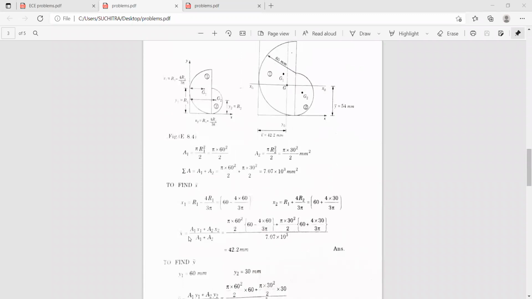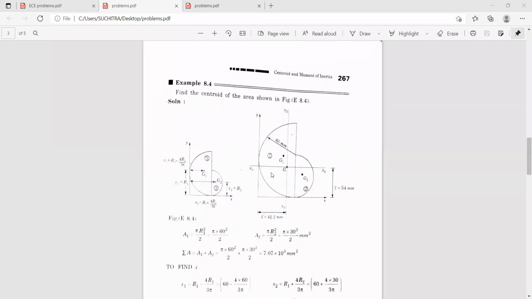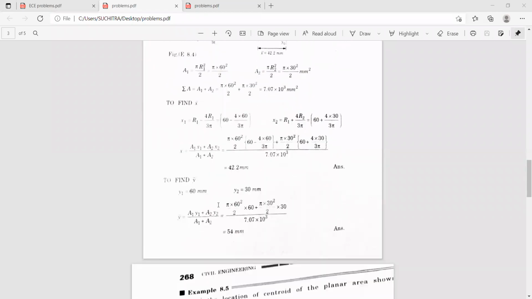Now you know the equation, x bar is equal to A1 x1 plus A2 x2 divided by A1 plus A2. So on simplification, we'll get the value of x bar as 42.2 millimeters. So now you want the y1, correct? y1 is nothing but it is from the center of this semicircle to the x-axis, and similarly this is from the center of this semicircle to the x-axis. So which is nothing but the radius of these individual semicircles. That is y1 is 60 millimeters and y2 is 30 millimeters.